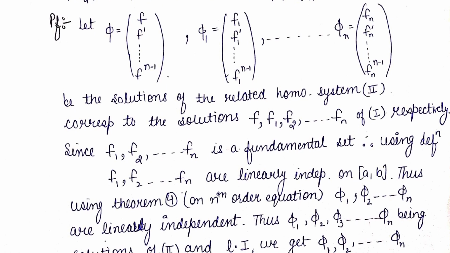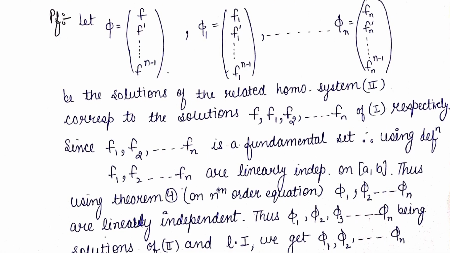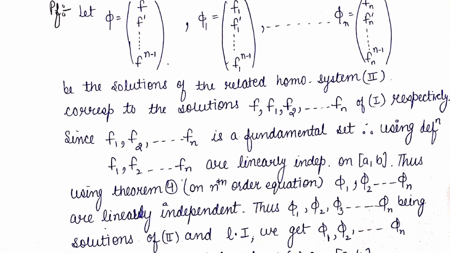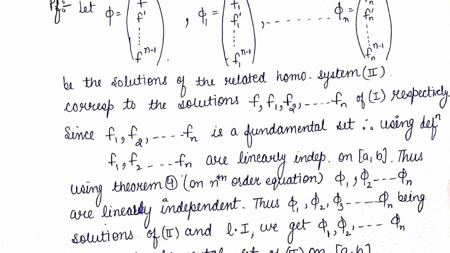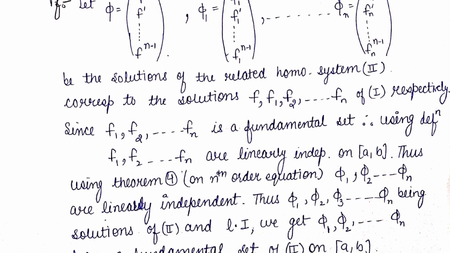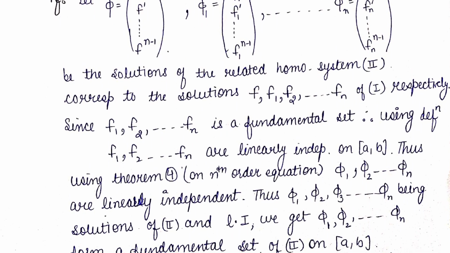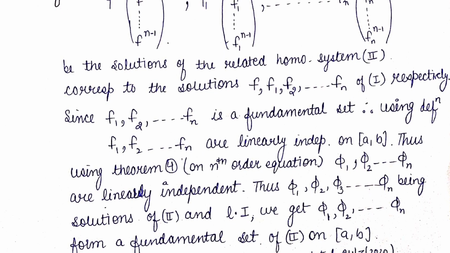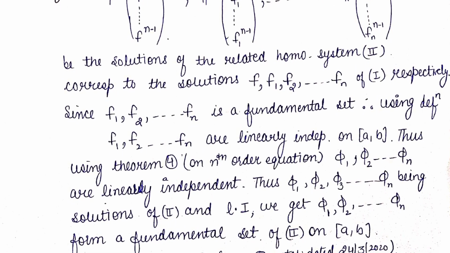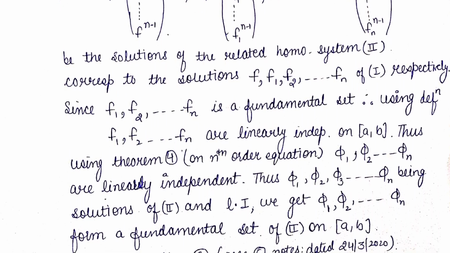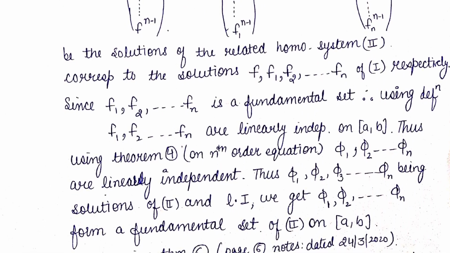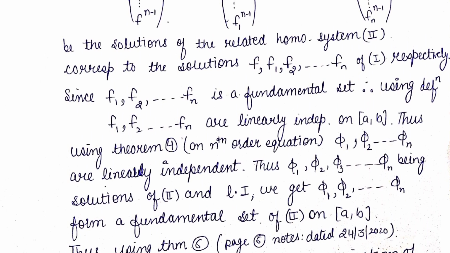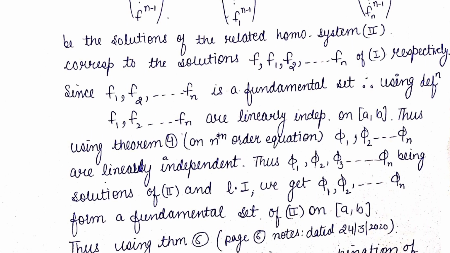Now, since f1, f2, fn is a fundamental set, ये आपको given है. So fundamental set है तो इसका मतलब कि f1, f2, fn क्या होंगे? Linearly independent होंगे. So we again use theorem number 4 on the nth order differential equation, और उसकी हेल्प से हम ये कह सकते हैं कि अगर f1, f2, fn लीनियरली इंडिपेंडेंट हैं तो phi1, phi2, phi n भी लीनियरली इंडिपेंडेंट होंगे. एंड दस phi1, phi2, phi n सॉल्यूशंस तो पहले ही थे. सो इट मीन्स कि phi1, phi2, phi n फंडामेंटल सेट बनाएंगे किसका? ऑफ सिस्टम 2 का.